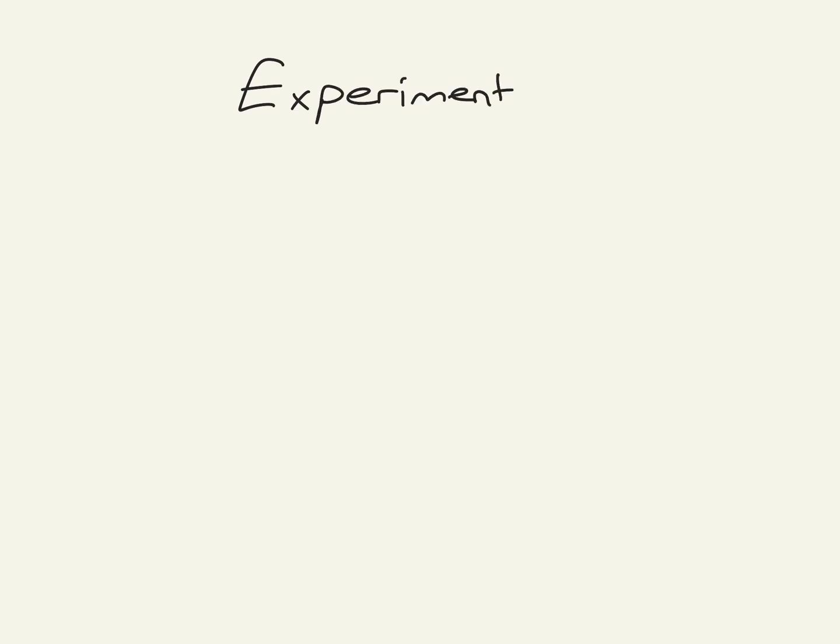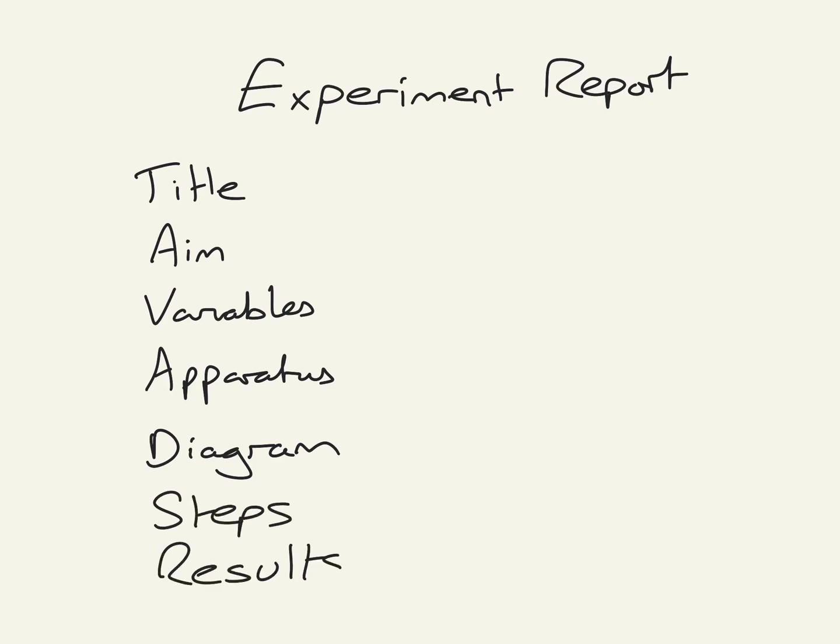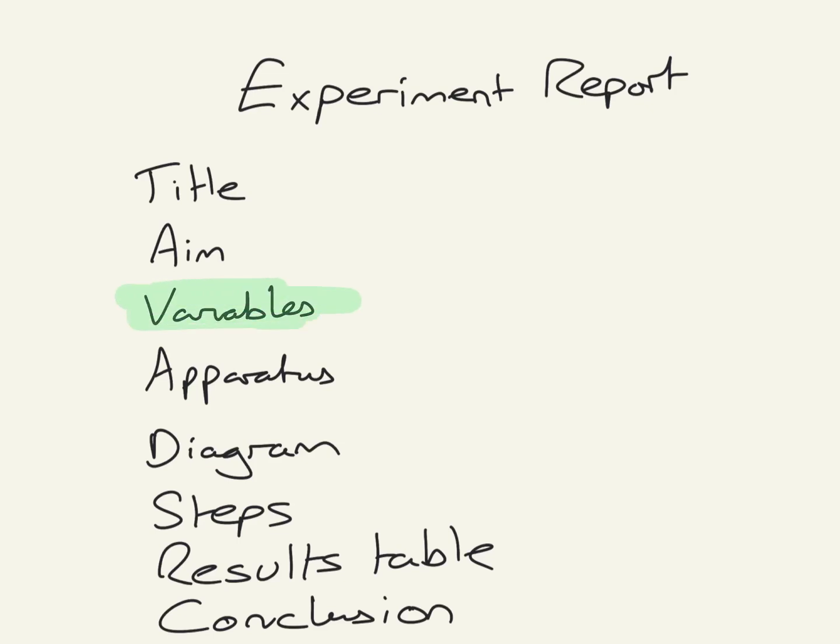In a normal experiment report, you would want a title, an aim, variables, a list of apparatus, a diagram, steps, results table, graph, and a conclusion. The whole thing is driven by the variables. They are front and center of every single part, as we'll see.